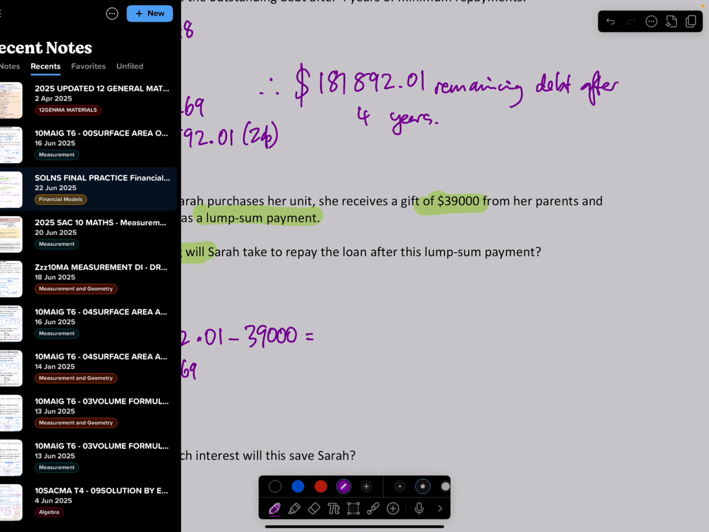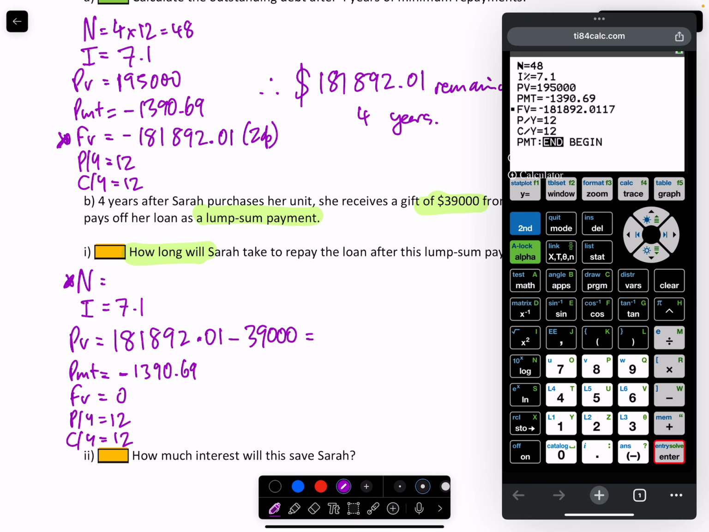Wrong side. I always get the wrong side. And negative, not negative. It's a loan. Positive.